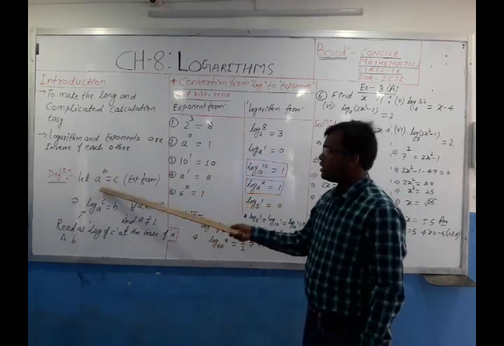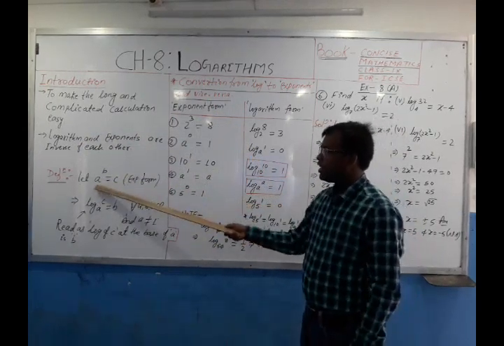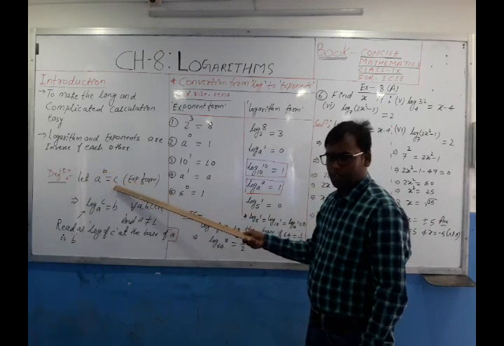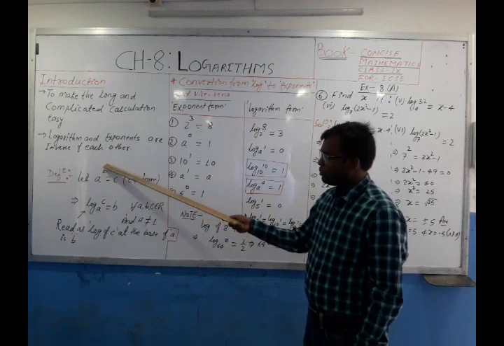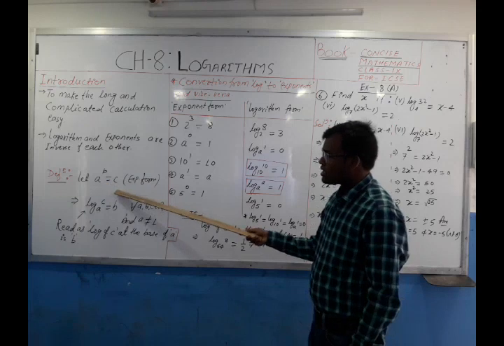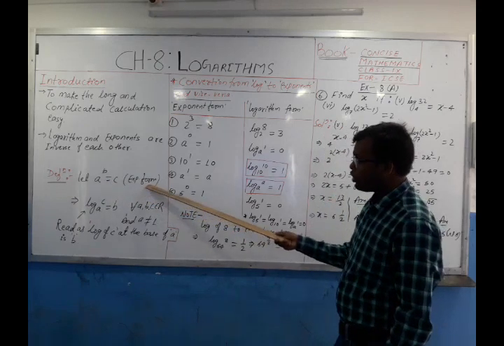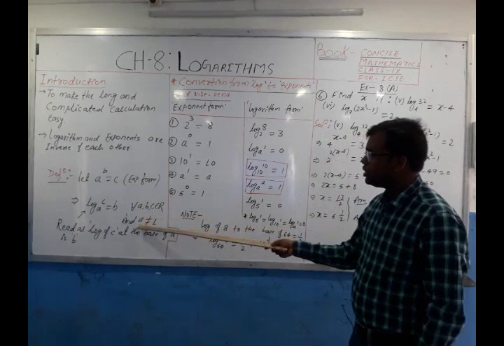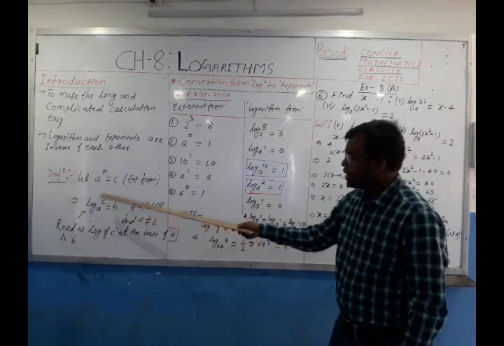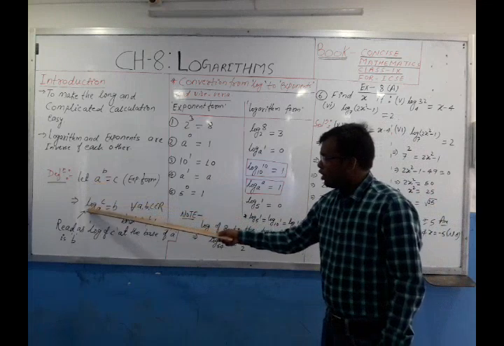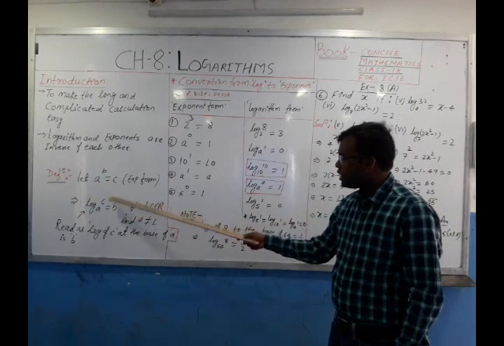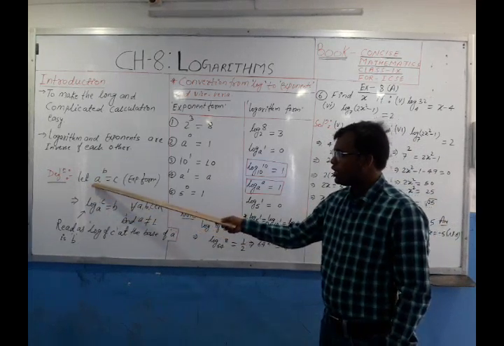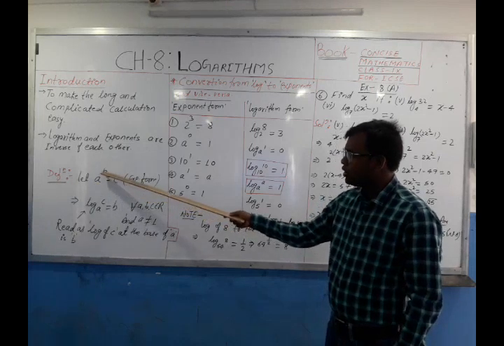See, this is the exponent form: a to the power b equals c. This is in the form of an exponent. Now we have to convert this exponent form into the logarithm form. Log c with base a equals b.